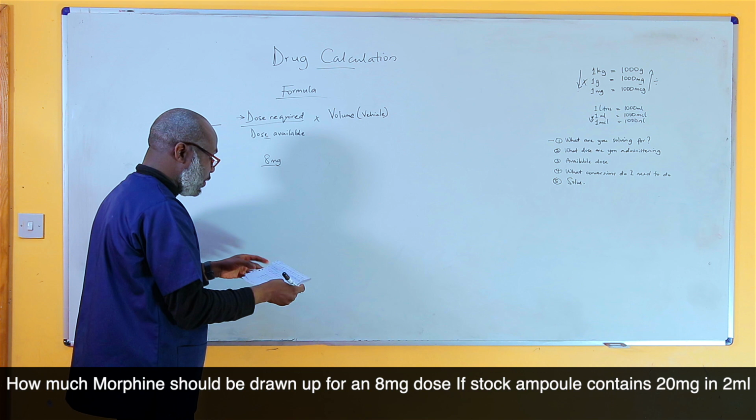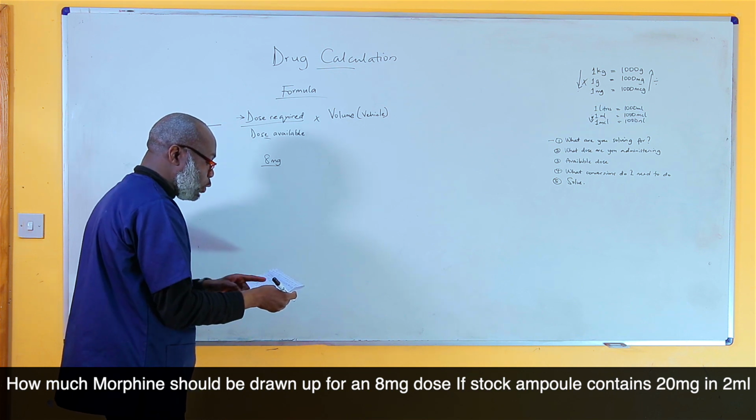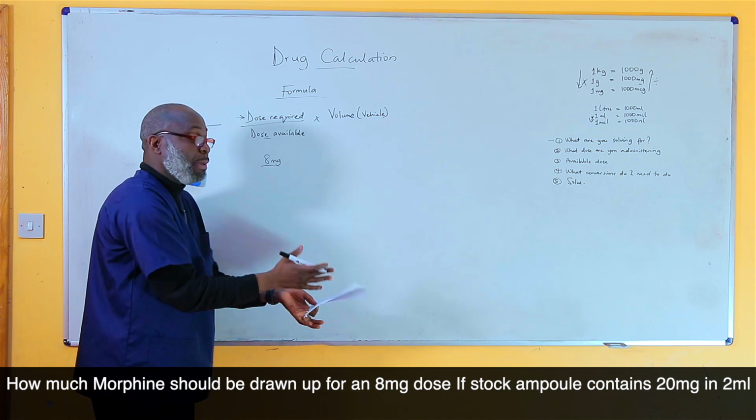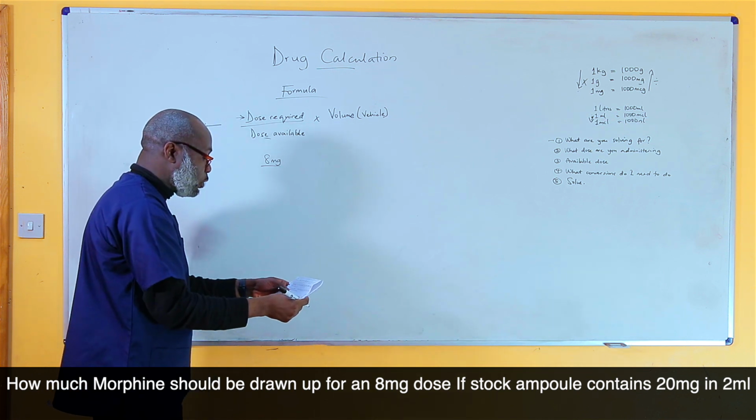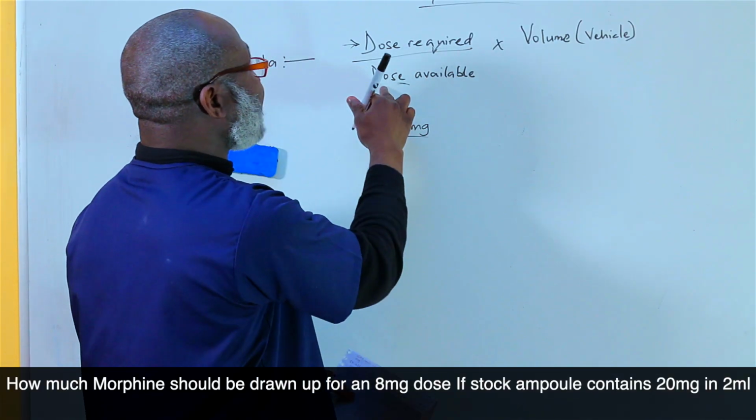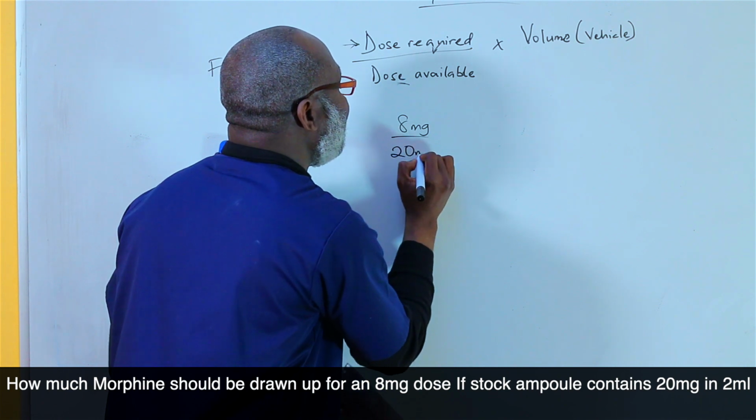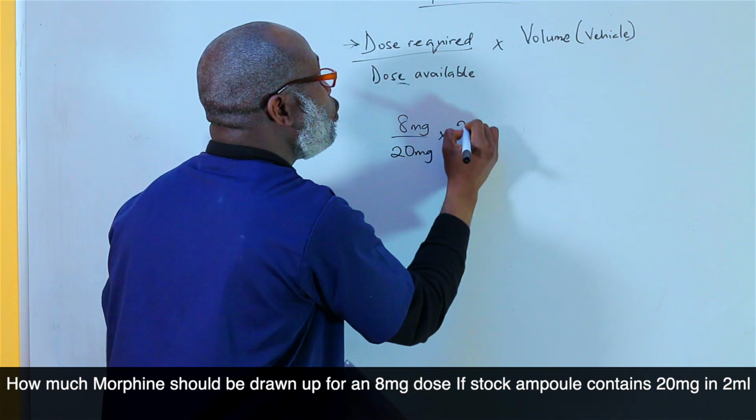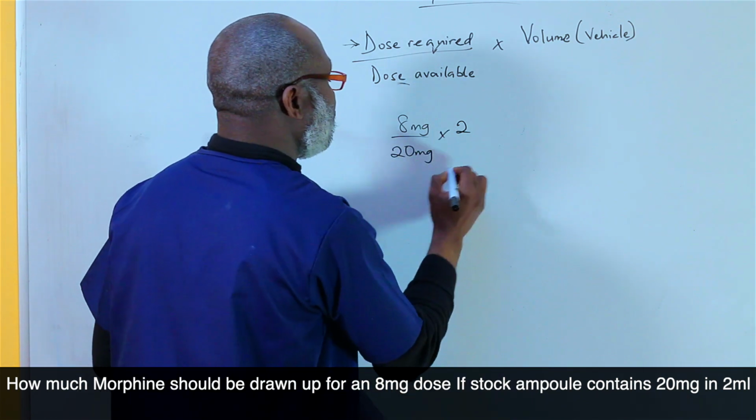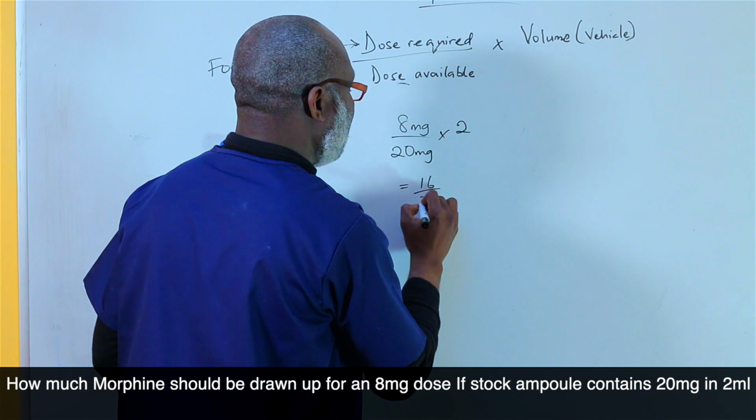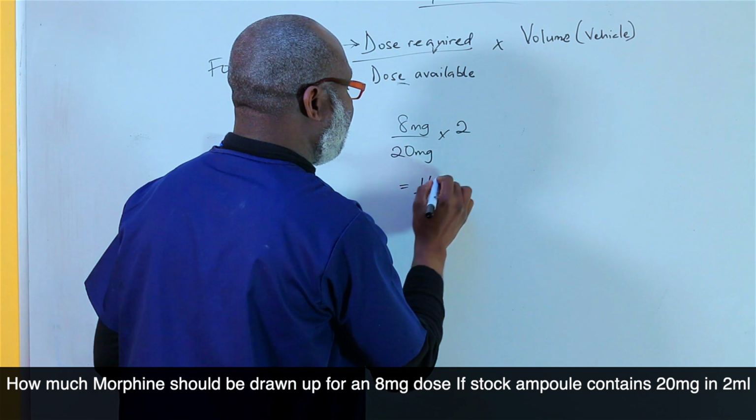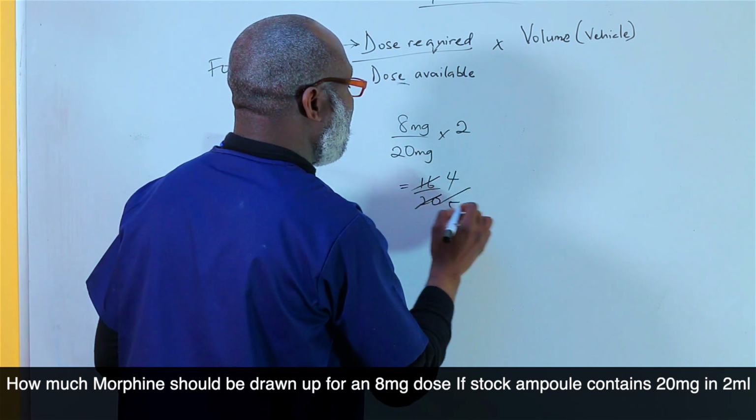Then, how much morphine should be drawn up for an 8 milligram dose if the stock ampoules you have in your trolley contain 20 milligram in 2 milliliters? That is, the dose available is 20 milligram in 2 milliliters. That is all. You just solve for it. 8 times 2 is 16. 16 over 20. Let me say 4 here, 5 here. 4 over 5.